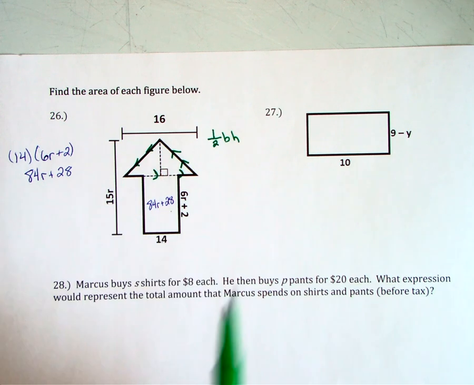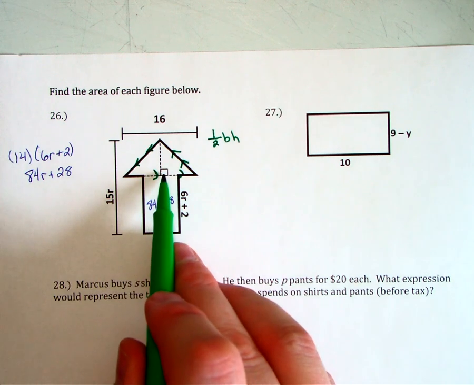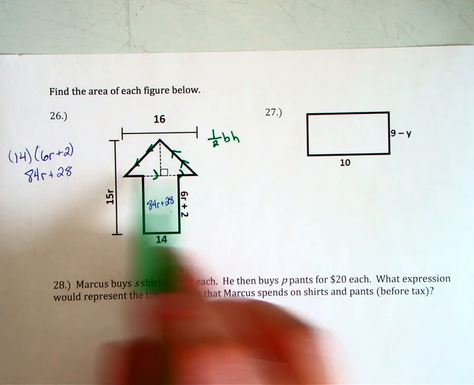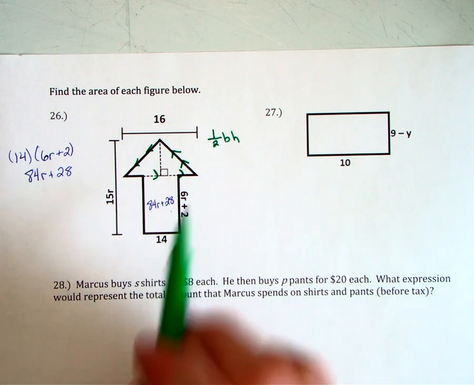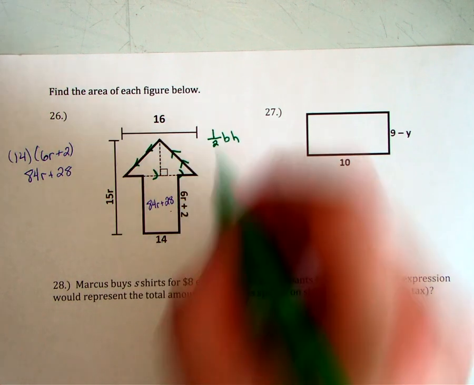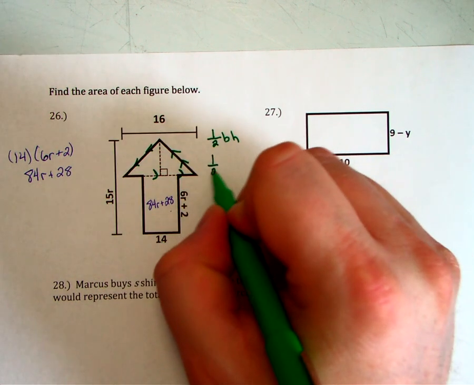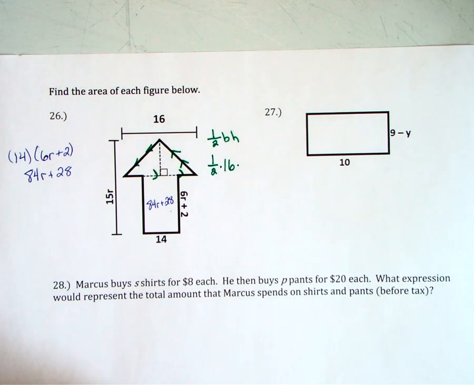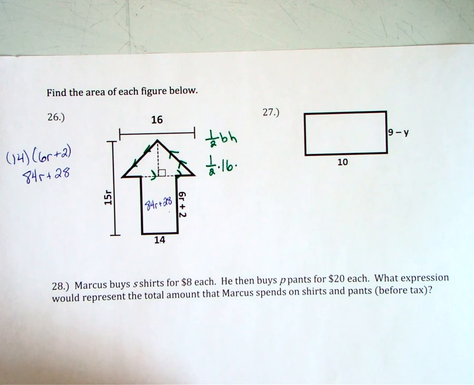That's very important with a triangle to look for the right angle, because that's going to show us where both the altitude and the base meet. And so the base is the distance from one end to the other. That's going to be 16. So 1/2 times 16 times the height.